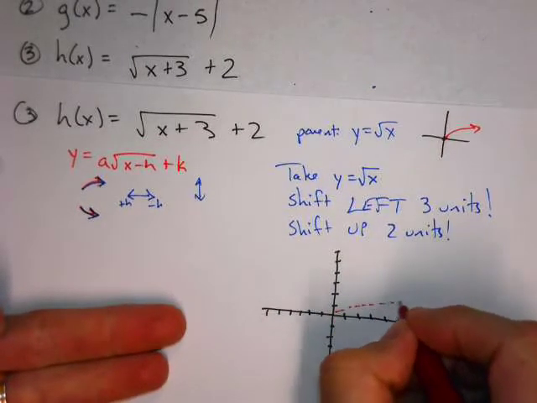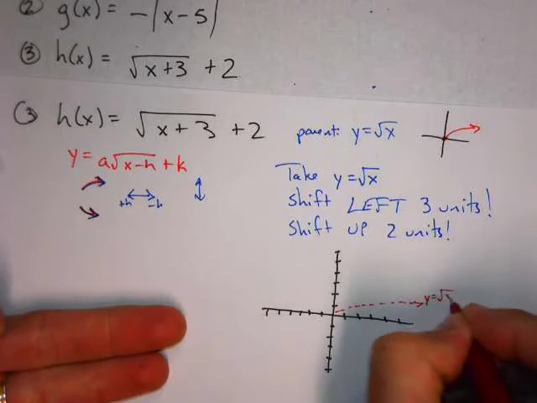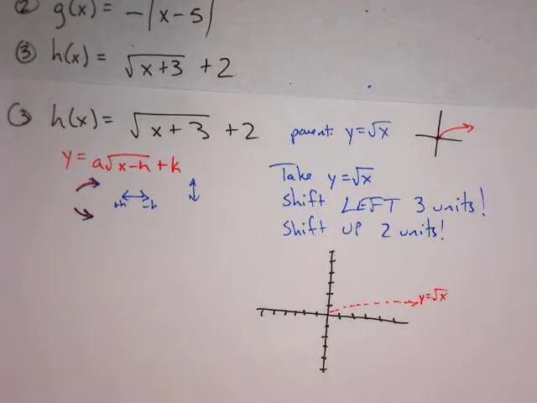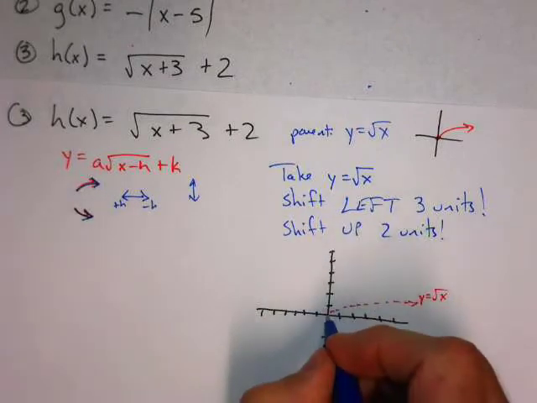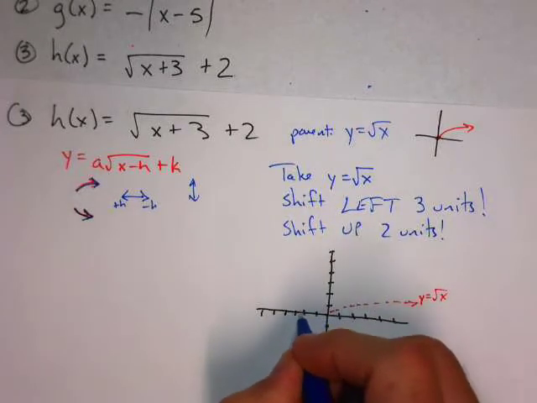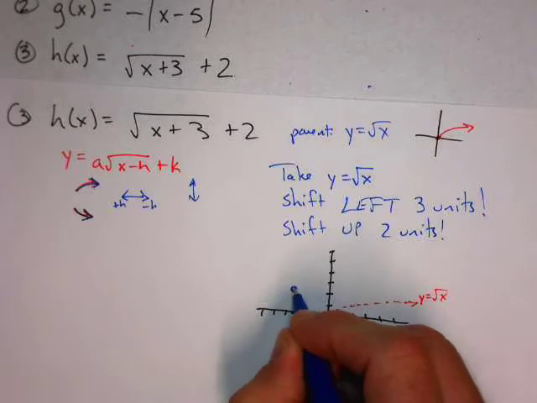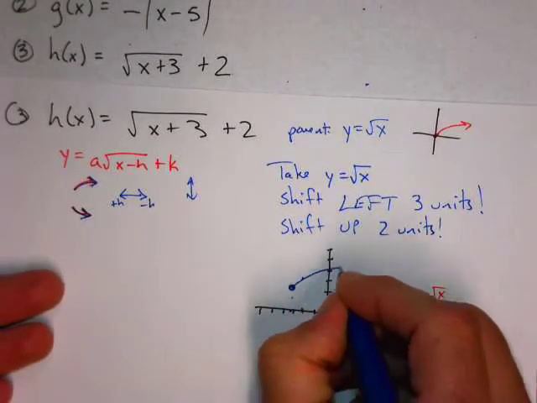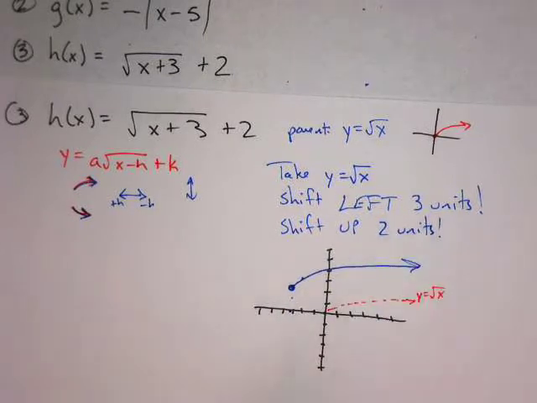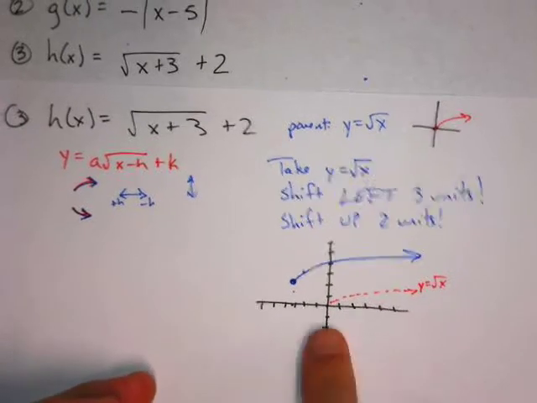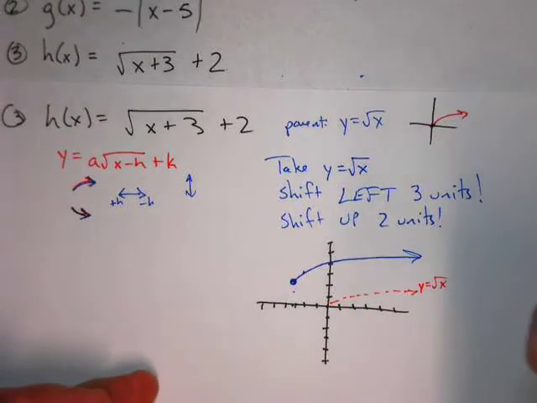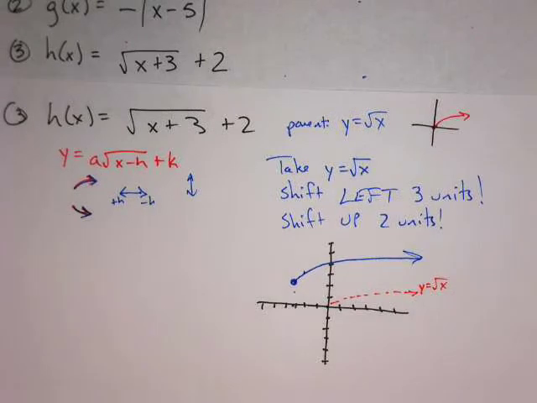This is the parent, y equals square root of x. But we're going to shift that graph left 3 and up 2. So we're going to have the 0 point here, and we're going to go left 3, up 2. That's where the graph is going to start. And then everything else will be going with it. And that is what the graph will look like. So we have our parent function in the middle. The new graph is shifting left 3 and then up 2. So now we have the graph done.